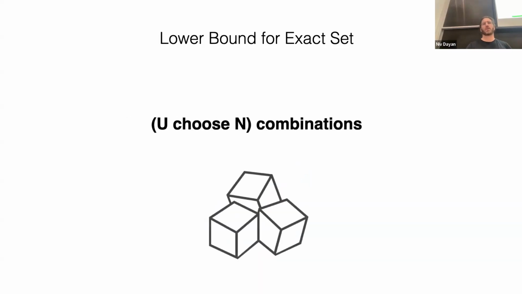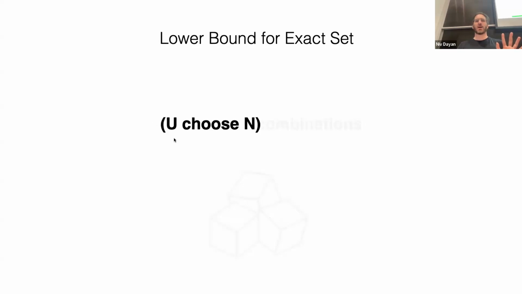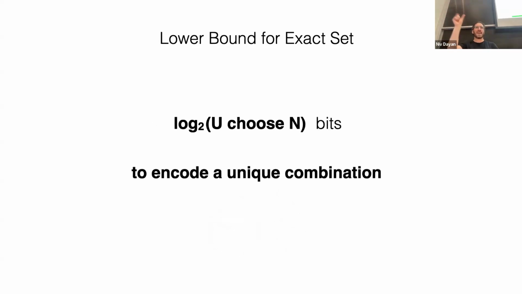Okay. Here's an insight. Let's reason about all the different ways in which we can choose N entries out of a universe of U. There's only so many, and this is an expression we can compute precisely. And then for each unique combination, we're going to assign a unique binary encoding to encode that combination. That's the least number of bits that I need. Does everybody kind of follow that?